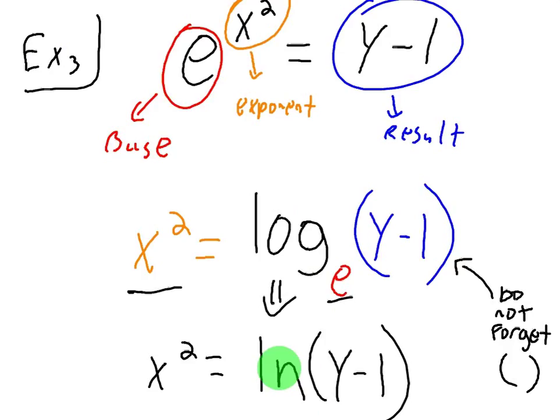Okay? And another way of reading that is natural log. Okay? So basically, the n stands for natural and the l stands for log. For whatever reason, they're reversed. So it's ln. It means log base e.